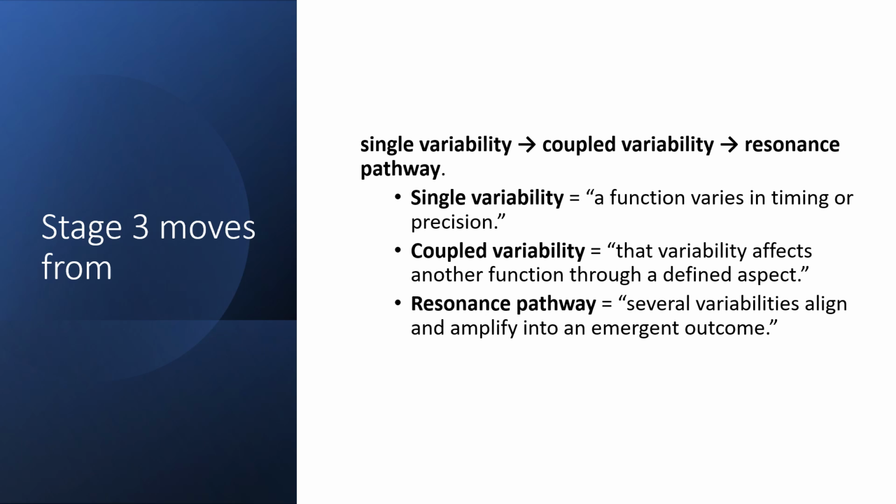So stage 3 will require you to move through investigating single variability, considering coupled variability, and then searching for resonance pathways. Single variability, a function varies in timing or precision. Coupled variability, that's a variability that explicitly affects another function through a defined aspect. And then resonance pathways. You're beginning to identify several variabilities that align and are amplifying into an emergent outcome.